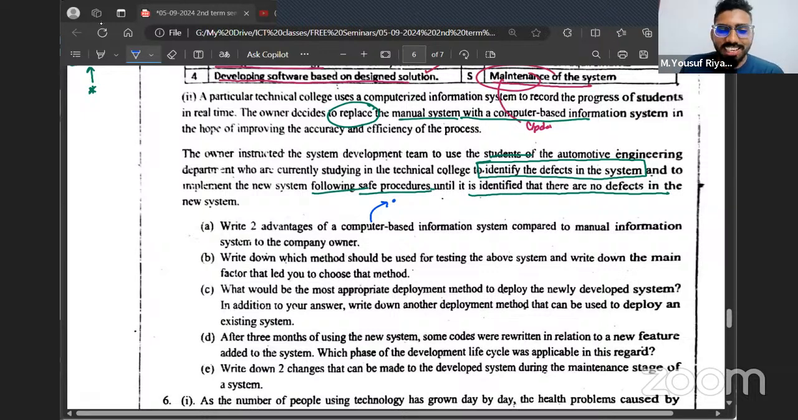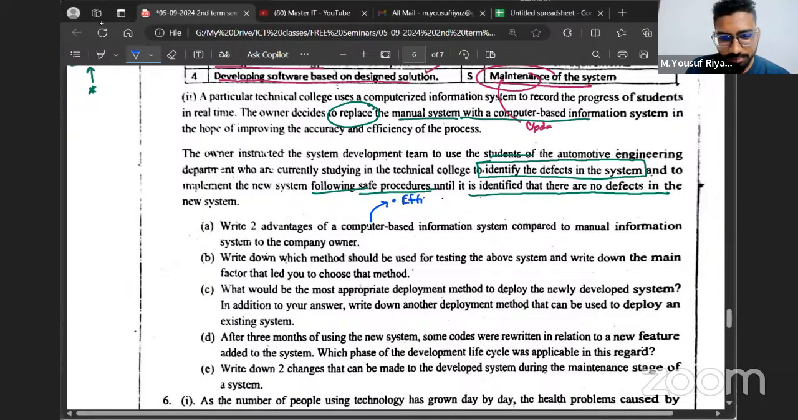Okay, so basically, if you take a computer-based system, one thing you can tell is the efficiency in retrieving data.